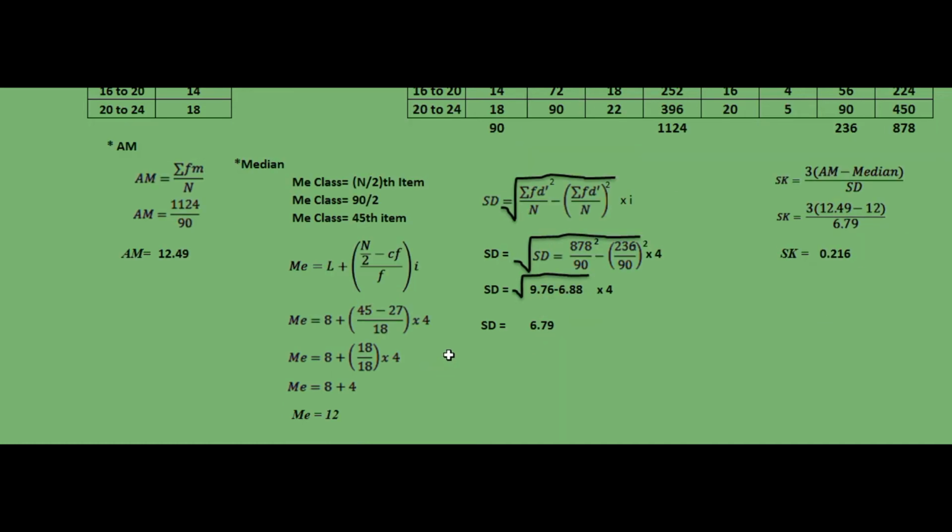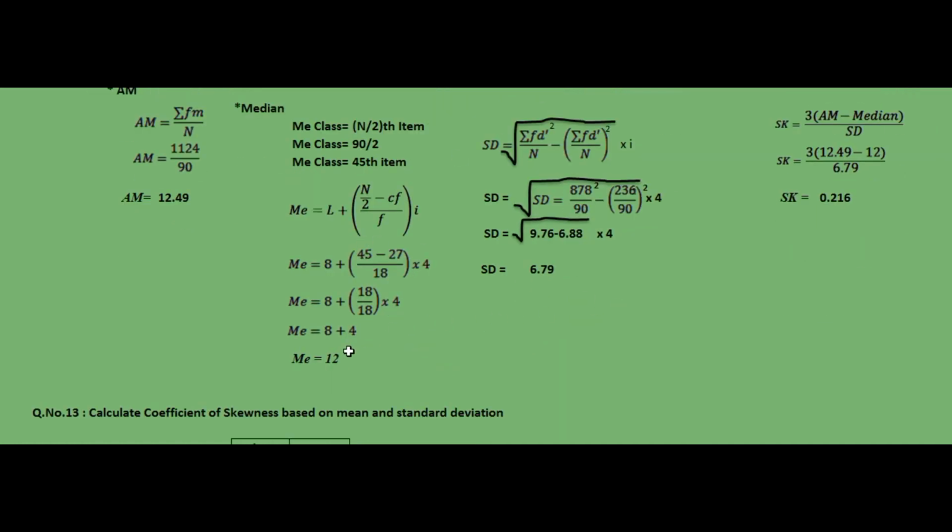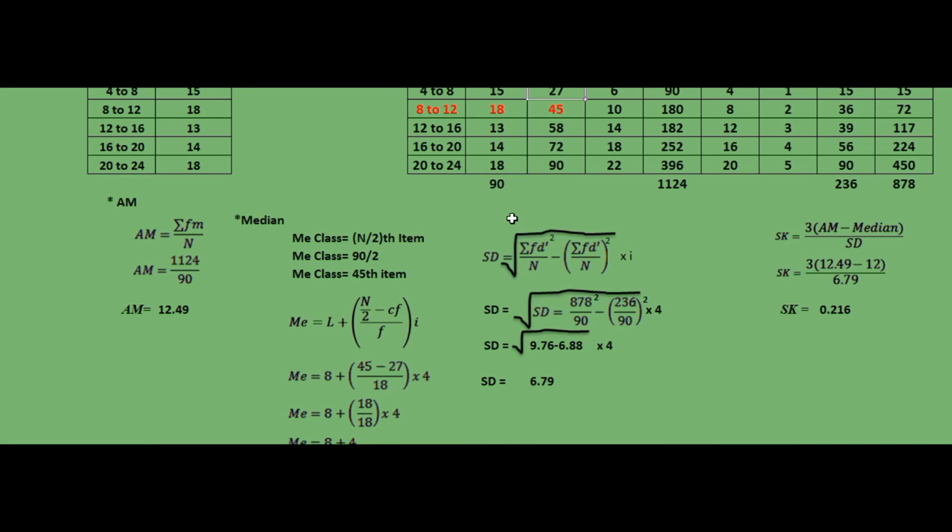So 4 is written. Then simplify this one now. 45 minus 27 is 18, divided by 18 into 4. So 18 cancels, only 4 is left, right? So 18 by 18 into 4 is 4 only. So 8 plus 4 is 12. So the answer for the median is 12. This was the solution of the median.